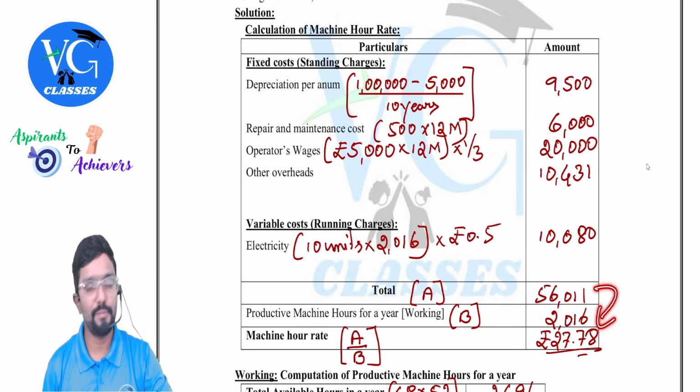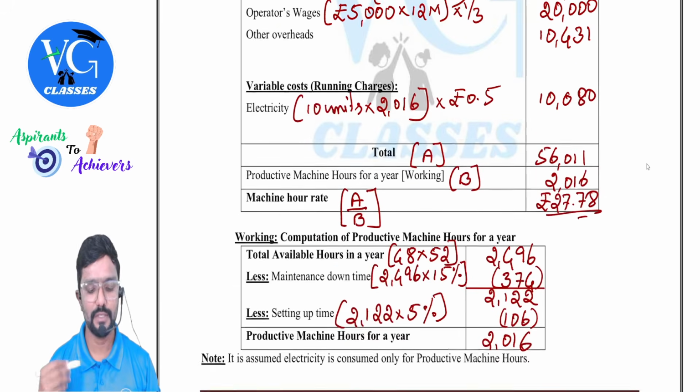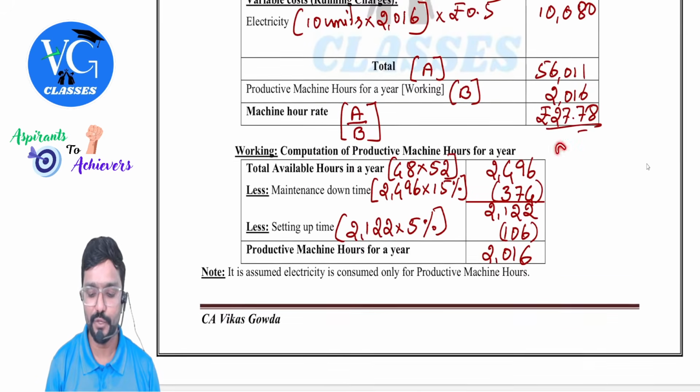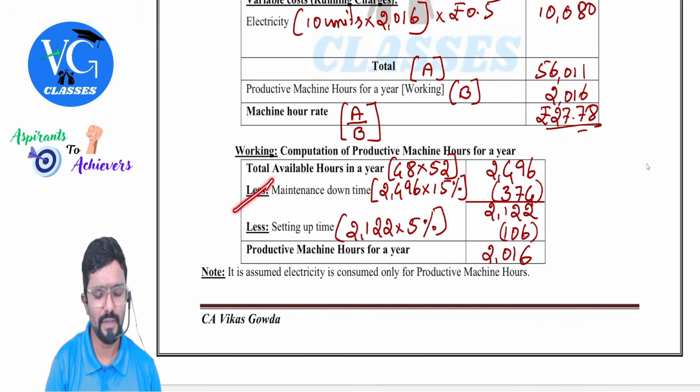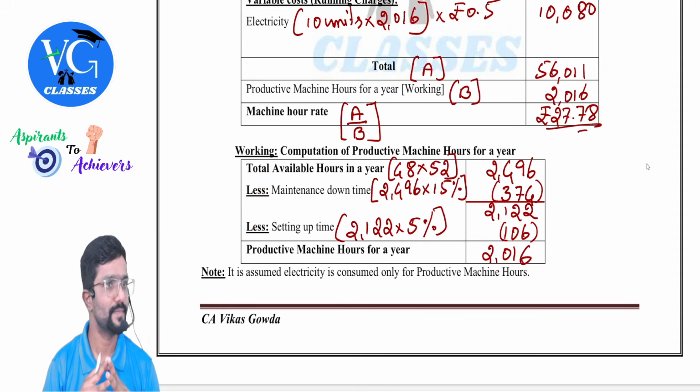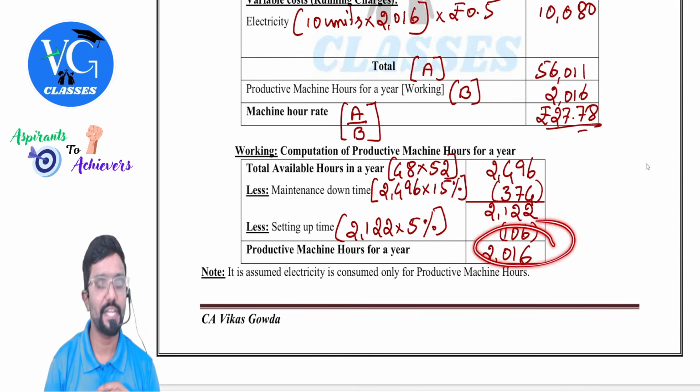Then you need to divide it by productive machine hours. Machine hours sometimes will be given in the question, or sometimes you need to find them out. So from the total available hours, you need to reduce maintenance time, setup time and so on. You will get the productive machine hours.